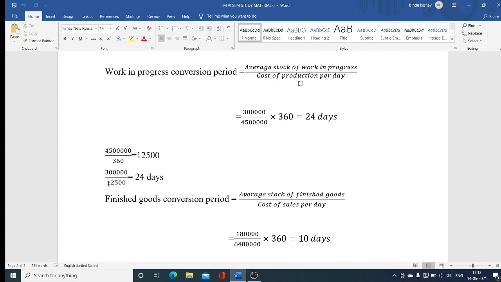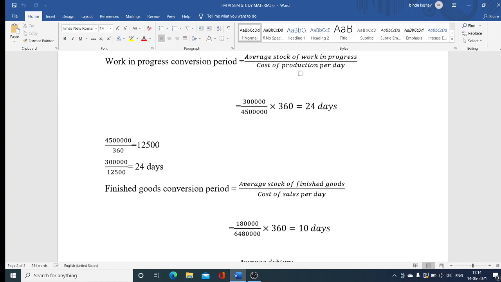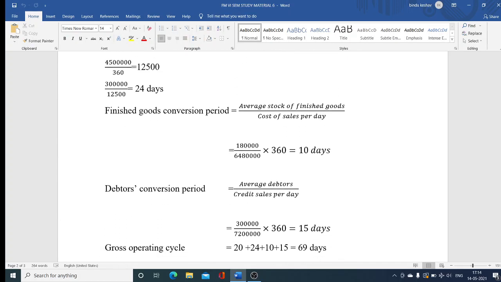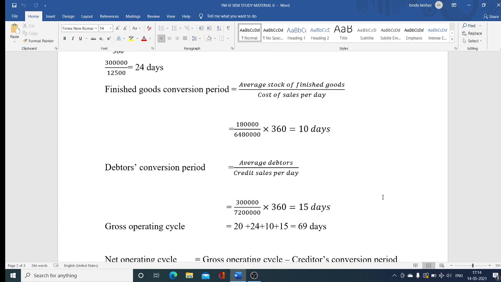Then work in progress conversion period is equal to average stock of work in progress 3 lakh divided by the cost of production per day 12,500, which is equal to 24 days. Or if you calculate this way, 3 lakh divided by 45 lakhs into 360, which is equal to 24 days. The next item is the finished goods conversion period, which is average stock of finished goods divided by cost of sales per day: 1,80,000 divided by 64 lakh 80,000 into 360, which is equal to 10 days.